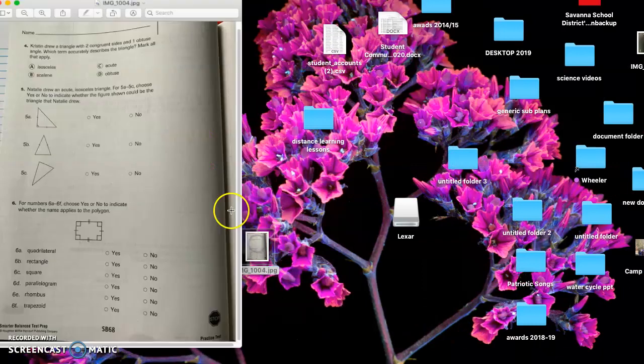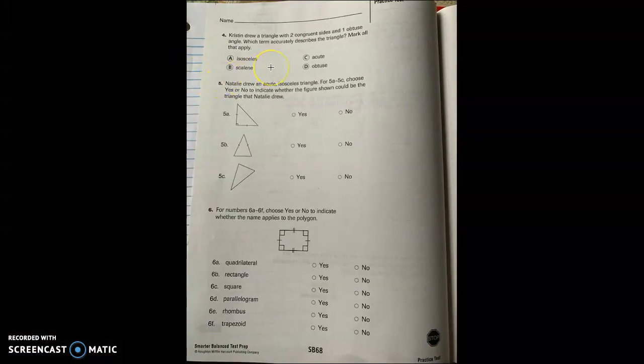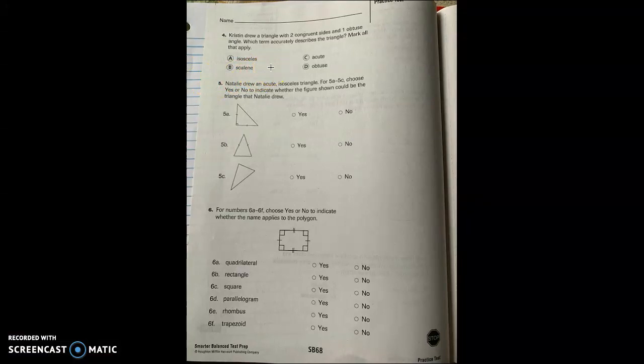Okay, question number 4. Kristen drew a triangle with 2 congruent sides. So again, what's that called? 1 obtuse angle, what's that called? Select 2 answers. Natalie drew an acute isosceles triangle. Which pictures here show acute angles and isosceles triangles?